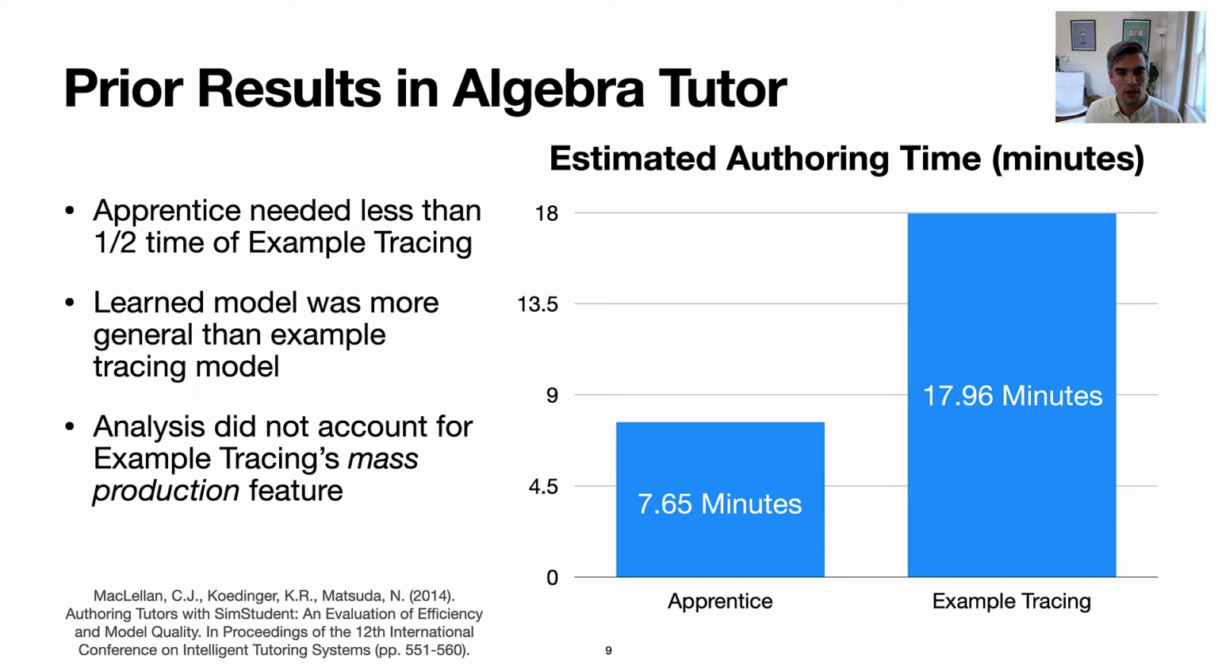The learned apprentice model was also more general than the example tracing one. Specifically, the example tracing model only worked for the 20 problems we authored for this tutor, but the apprentice model could also work on novel problems that we had never authored. Despite this success, our initial analysis did not account for example tracing's mass production feature, which lets users author behavior graph templates and then instantiate them to quickly create sets of problems within the tutor.